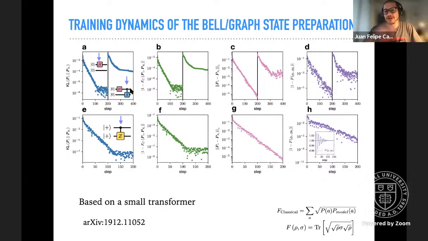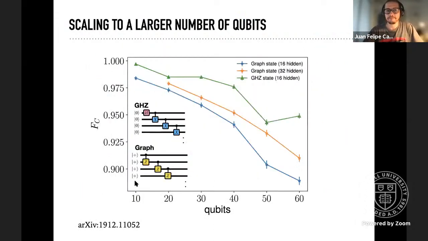And then we took a look at multiple metrics. This is the KL divergence. This is the so-called classical infidelity, and this is the L1 distance between the probability distributions, the exact one and the approximate one. What we see is that they go exponentially fast to 0, but there's some slow accumulation of errors. This is for the GHZ state, and this is for the graph state, where we observe basically the same. This calculation is based on a small transformer, just a proof of principle demonstration.